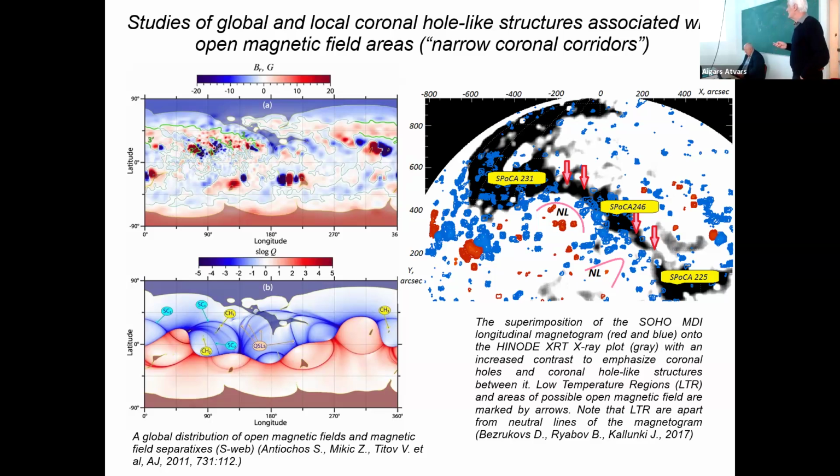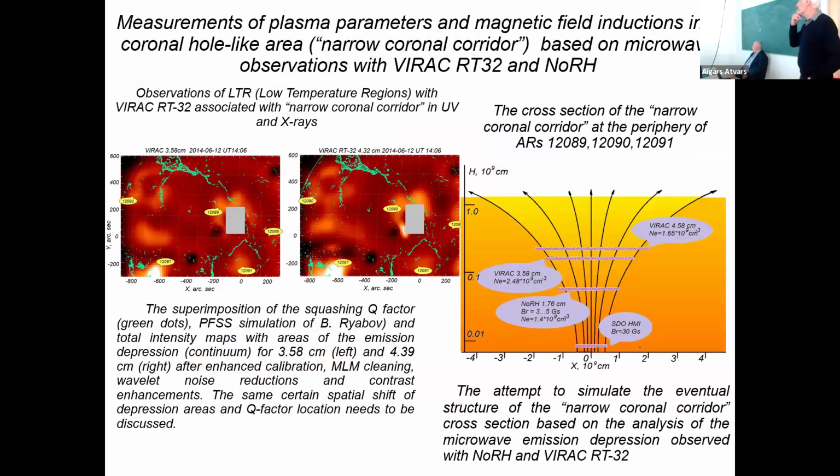And to understanding, actually now there is no clear terminology. We use the term narrow coronal corridor, this one. There is another term, coronal pattern, the dark coronal corridor, SWAP, and so on and so on. The interest for these areas is rising, and we are trying to solve such a way.